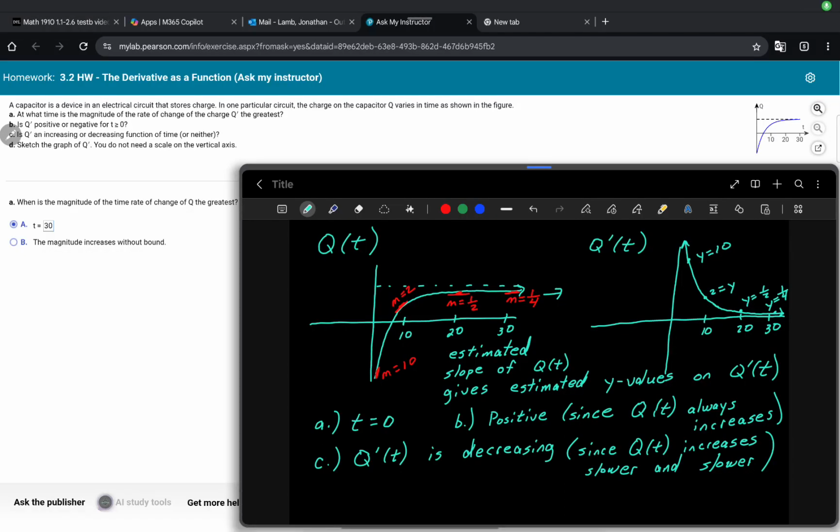Look at this application problem 3.2. This one's a really good problem for understanding the connection between an original function and a derivative, and I'd really like you to get the grasp of this problem.